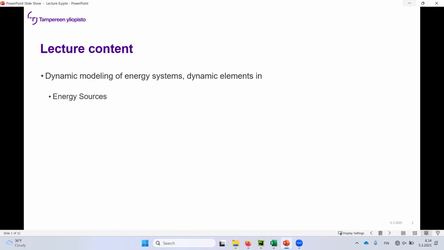And these dynamic elements can be included in the energy sources. So you can include some modeling aspects in the sources themselves, the transmission, the storage, and the consumption. We'll look at all of these in this lecture.